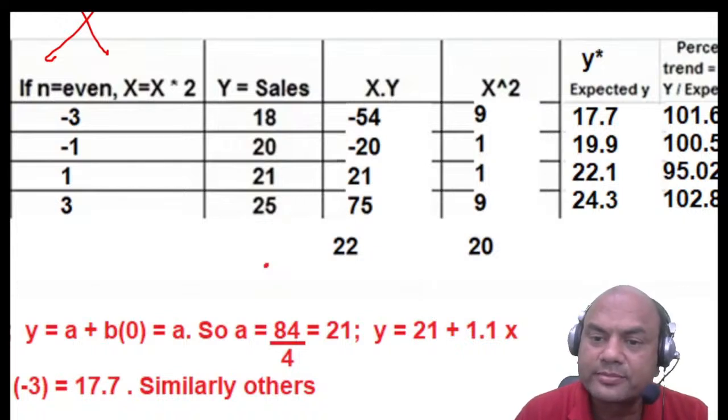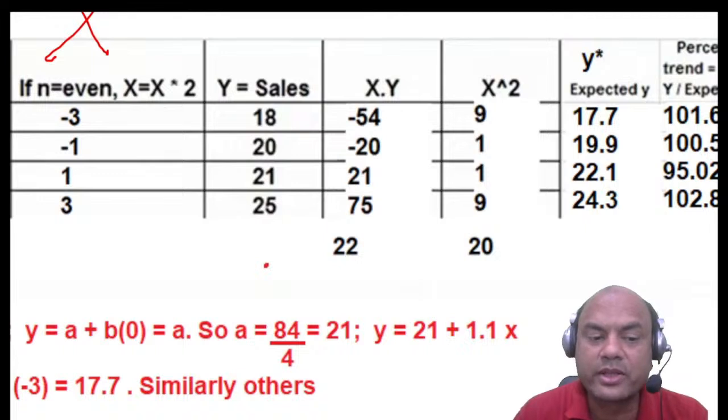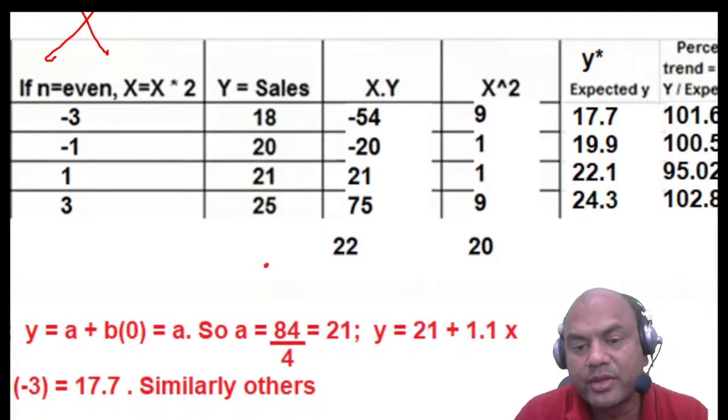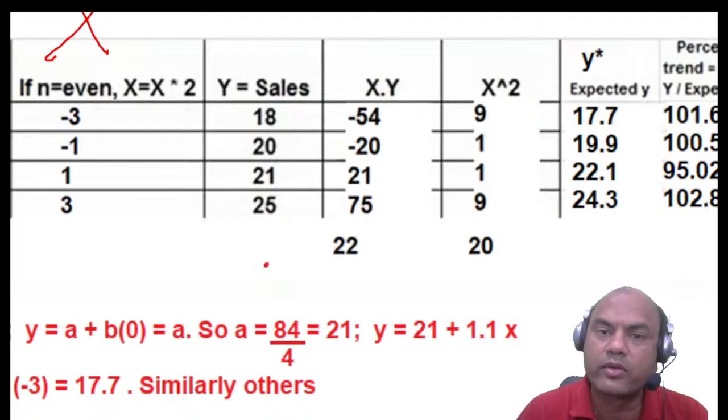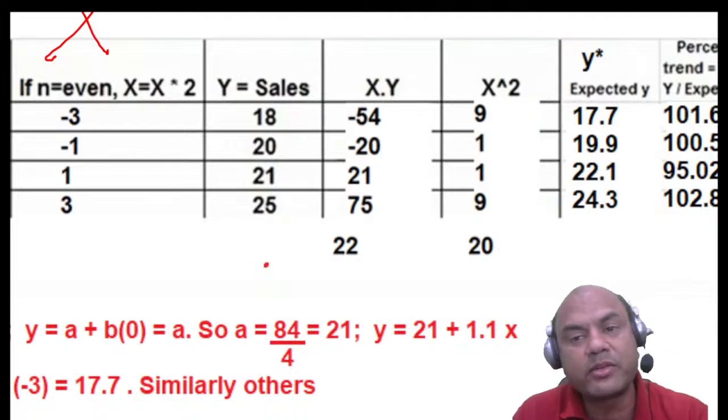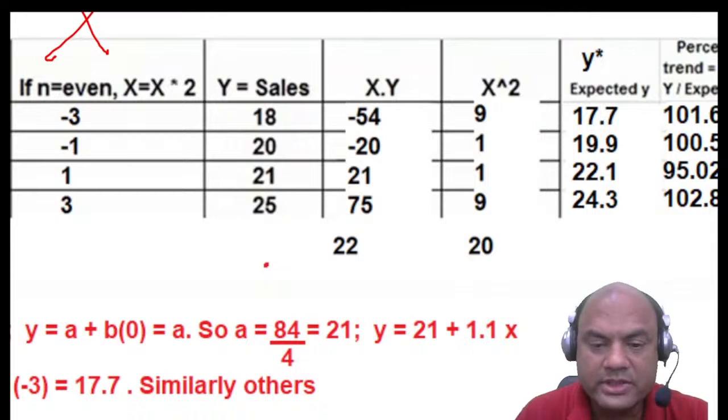Similarly for the second one, put X as minus 1. So 21 plus 1.1 into minus 1. Multiply this, do the calculations, you'll get 19.9. Similarly over here. All the four you have got. So now we have got the estimated value of Y. Got it everyone? Simple. Estimated value of Y, everyone got this.